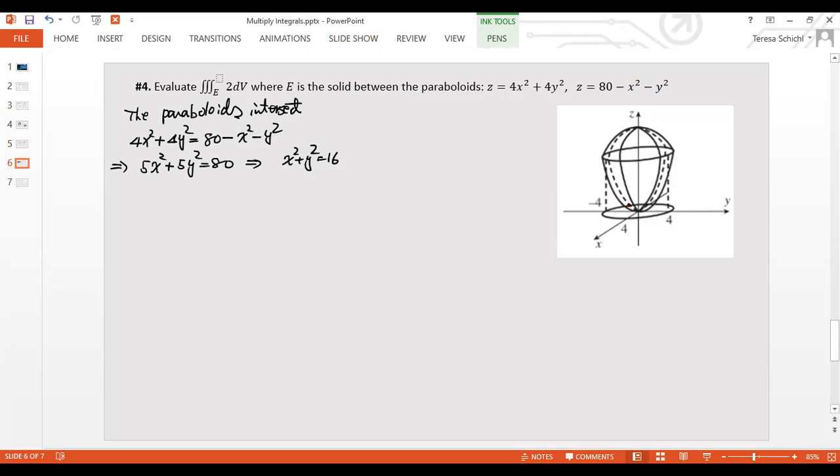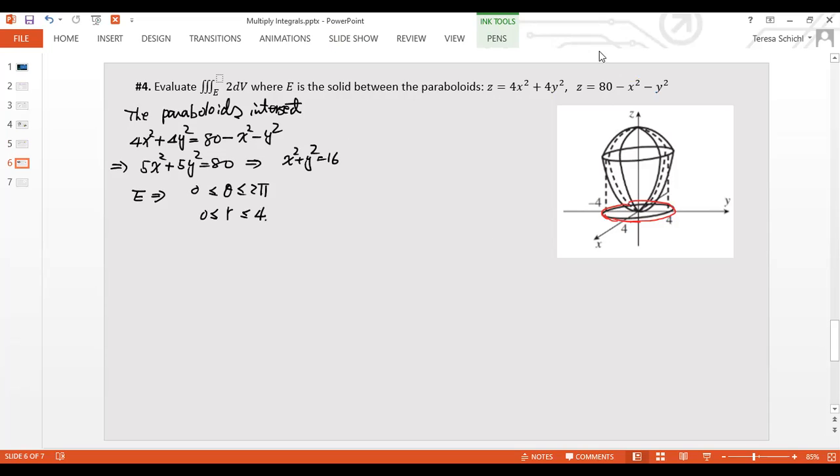This is where they intersect here. Okay, so now let's see this region and try to describe it. Because this is the intersection, we can change to describe E. Theta goes around the whole circle, so theta is from 0 to 2 pi. What is r here? r is from 0 to 4, right?